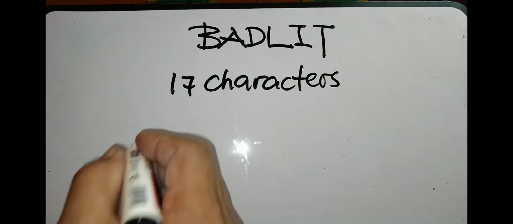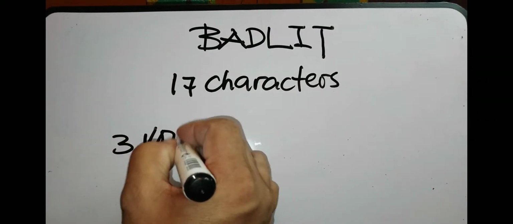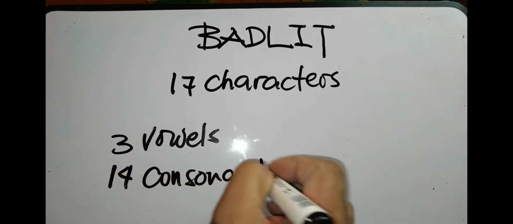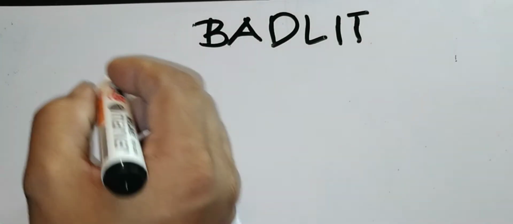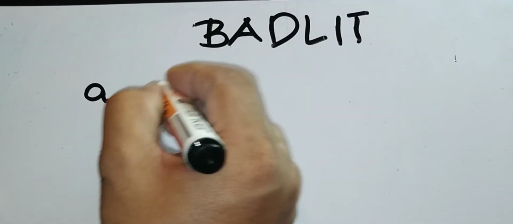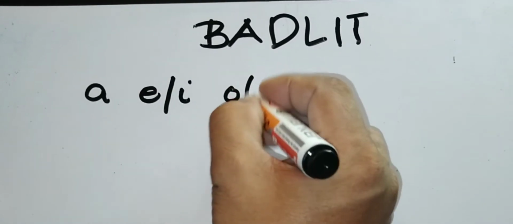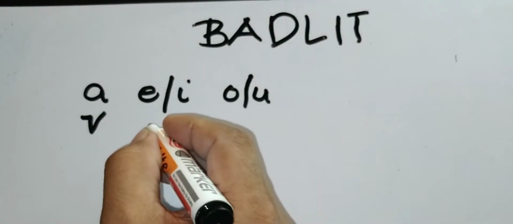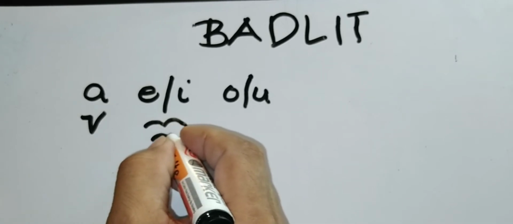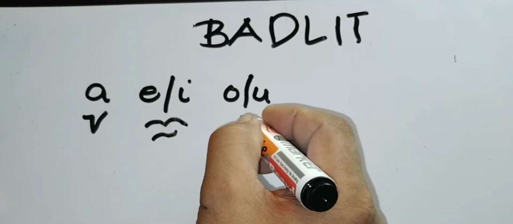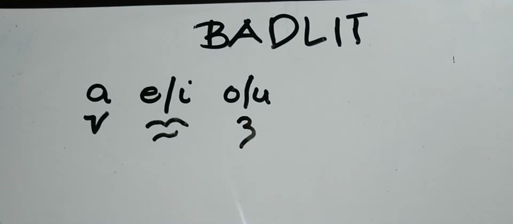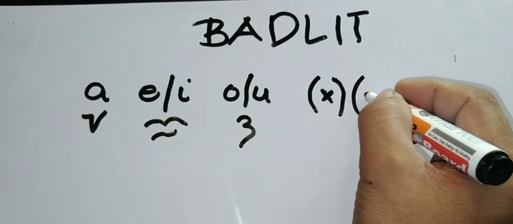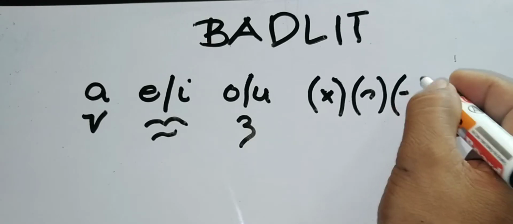BADLIT has 17 characters: 3 vowels and 14 consonants. The 3 vowels are the letter A, the letter E or I, and the letter O or U. The letter E or I is simply like a bird and a wheel, and the letter O or U is simply like a number 3 star. We also have 3 kinds of commas: the X, the curve and the straight line.